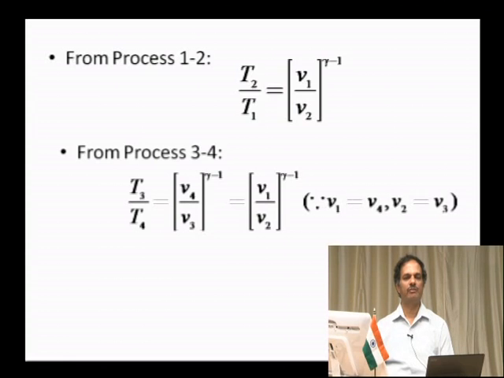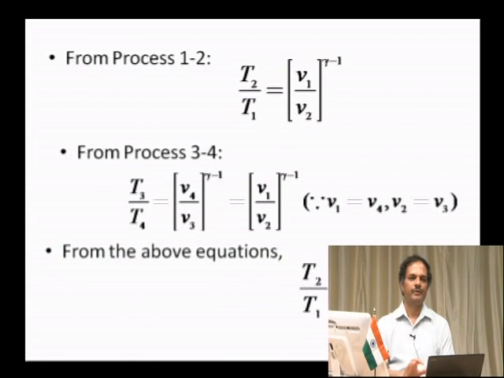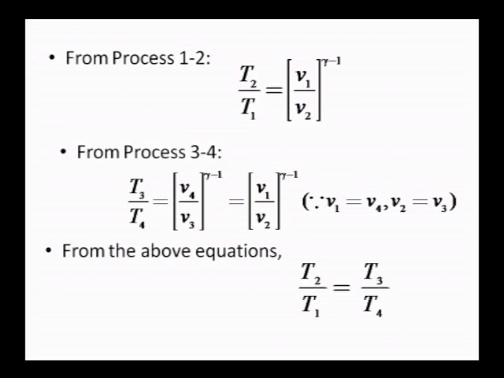But V4 is equal to V1, because 4-1 is a constant volume process. And V3 is equal to V2, because 3-2 is a constant volume process. So, you can write V4 by V3 as V1 by V2, to the power of gamma minus 1. So, from the above equations, T2 by T1 is equal to T3 by T4, because both are the same. T2 by T1 is (V1 by V2) to the power of gamma minus 1, and T3 by T4 is equal to (V1 by V2) to the power of gamma minus 1. That means the left hand sides are equal, therefore the right hand sides are also equal. Therefore, T2 by T1 is equal to T3 by T4.